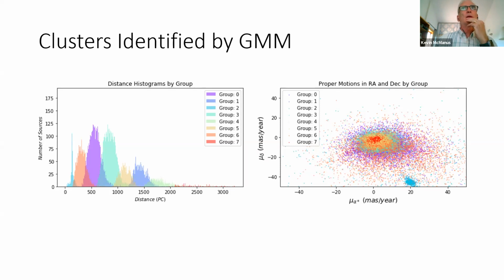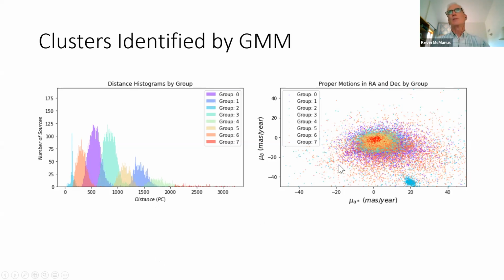So remember that these are the stars in the cone search. On the left is our distance histogram, and on the right is our proper motion diagram. And you can see we have an identified group of stars at around 150 parsecs, which, hallelujah, is where our Pleiades lives. And then these other clusters are different groups that the machine learning algorithm found, scattered out at different distances. And you'll notice that there's a fair amount of overlap in the distances. That's a good thing. That's a feature of the Gaussian mixture model.